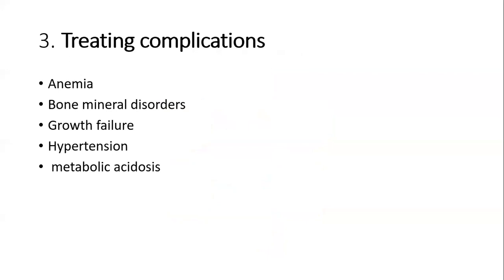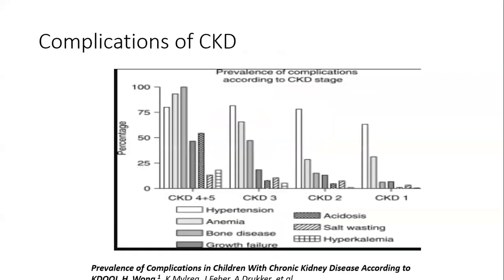So now you go for treating the complications. The complications of chronic kidney disease are many, but I try to highlight the most common ones: anemia, bone mineral disorder, growth failure, hypertension, and metabolic acidosis.